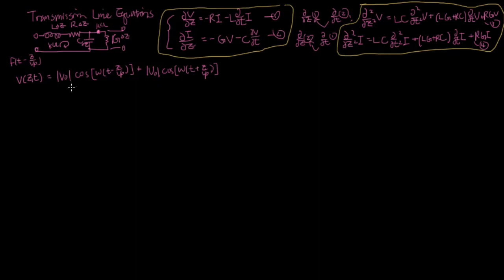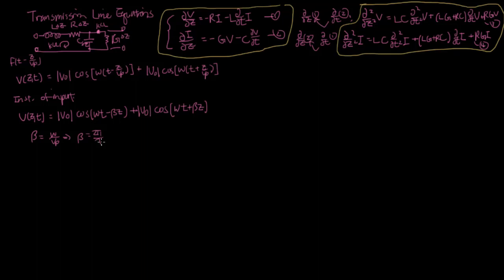So if we distribute the omega inside, we end up with the instantaneous form of our input that we're putting into this equation. So that's going to be v of z,t is going to be equal to v naught cosine of omega t minus beta z plus v naught cosine of omega t plus beta z. And recall that beta is going to be equal to omega over vp, or also commonly 2 pi over lambda.